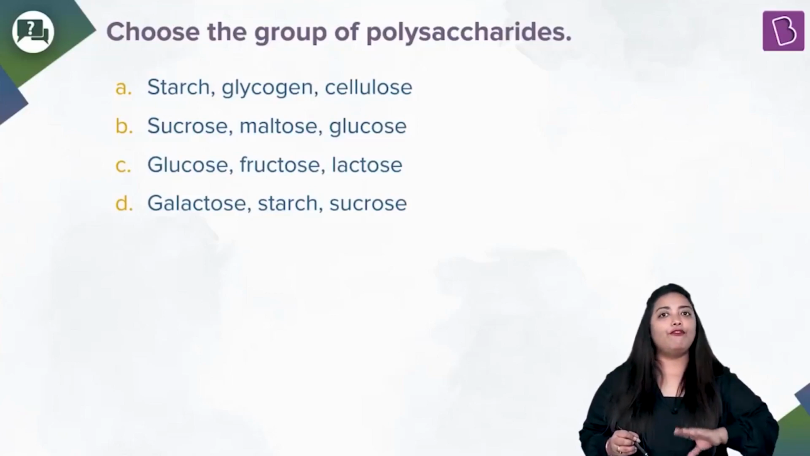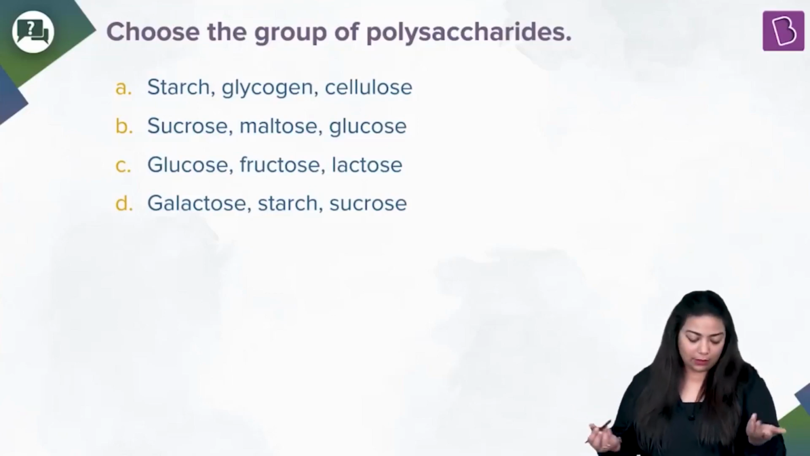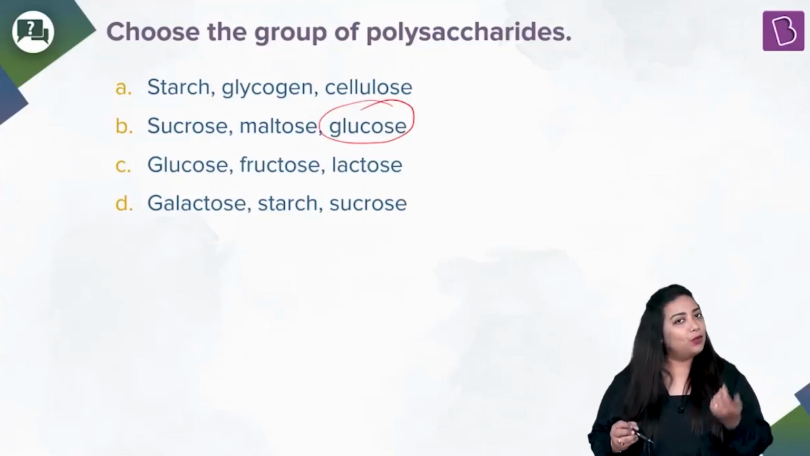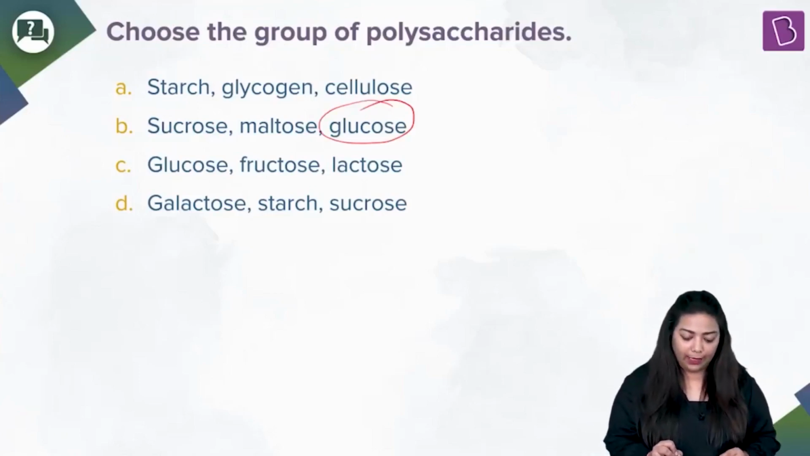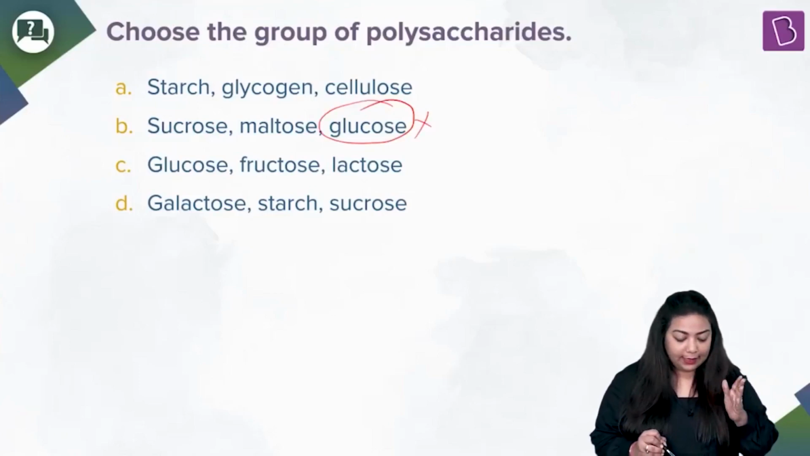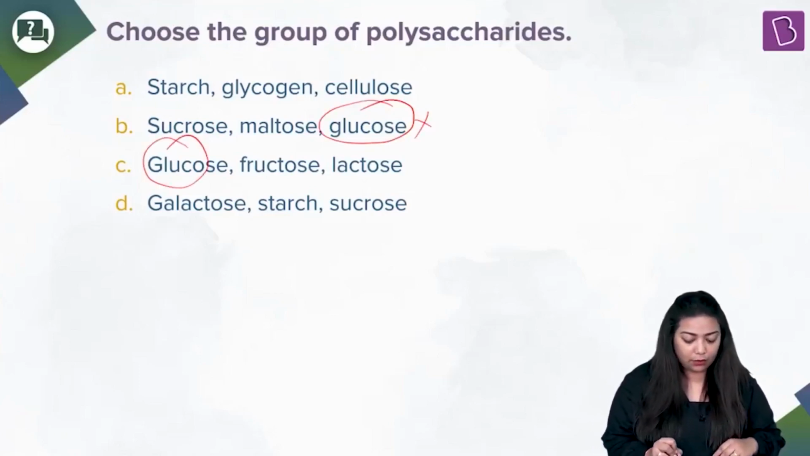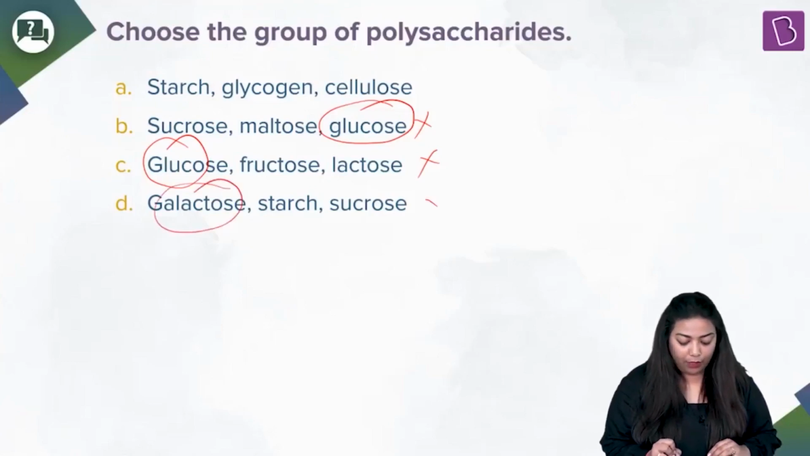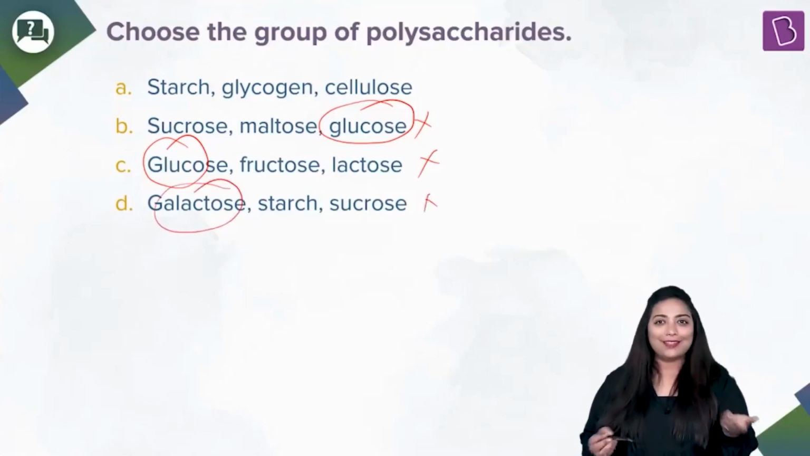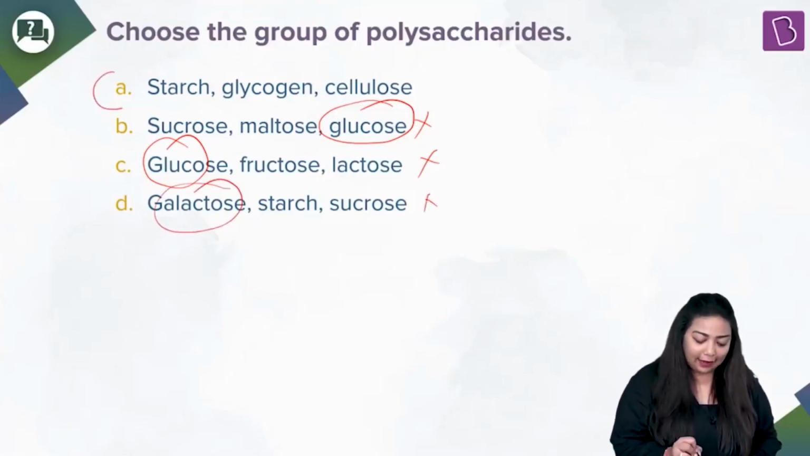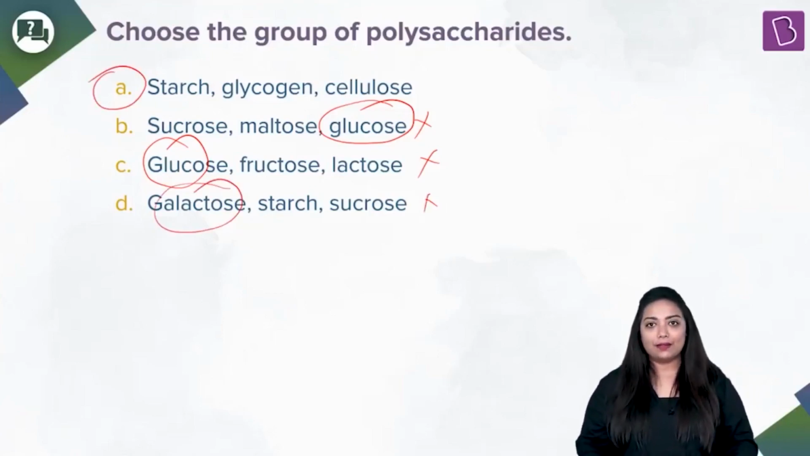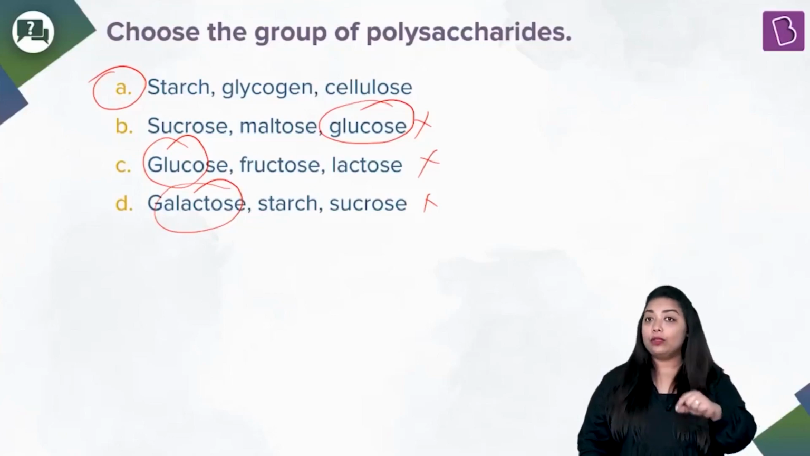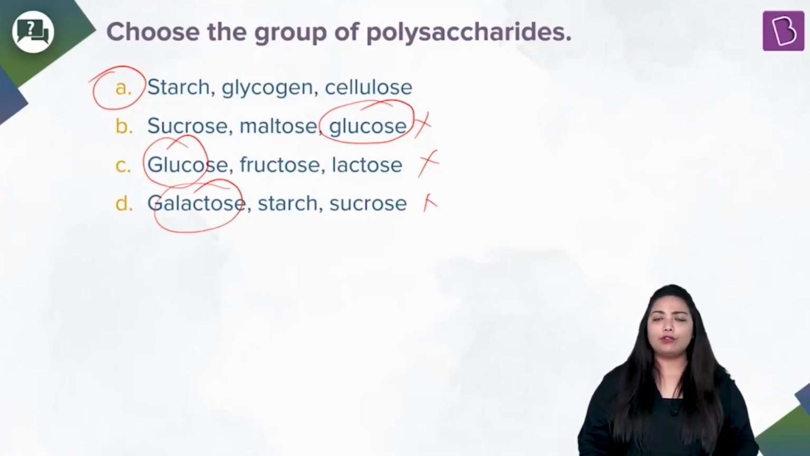Let's see if you can find these monosaccharides in your options. Look at option B. Can you see glucose? Monosaccharide. So obviously this option will be eliminated. C also has glucose and fructose. And then D has galactose, of the go friends go. So what is left? A. A is your correct answer. And how long did you take to come to this answer? If you knew what the monosaccharides are, hardly a few seconds.